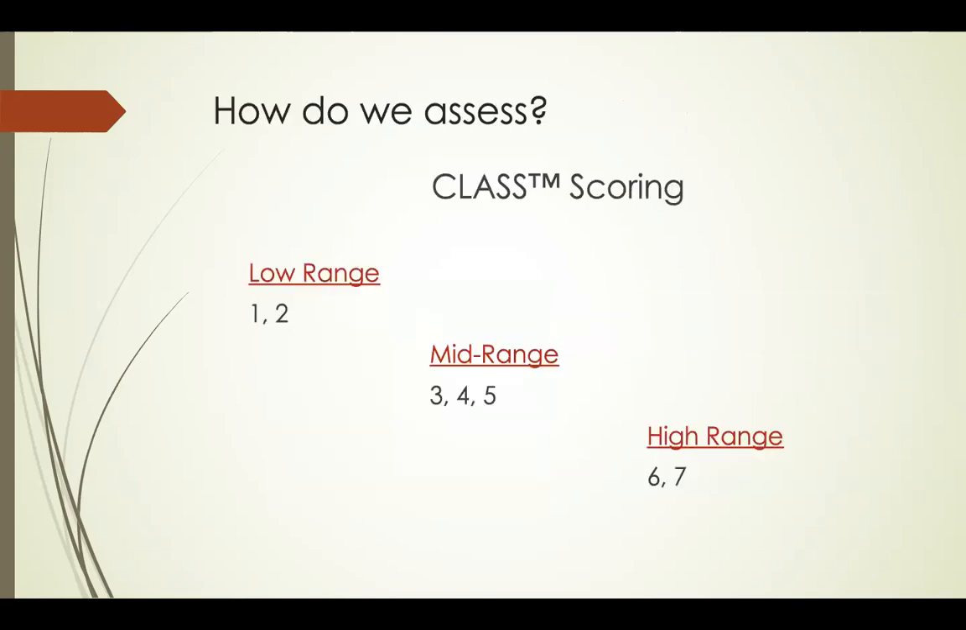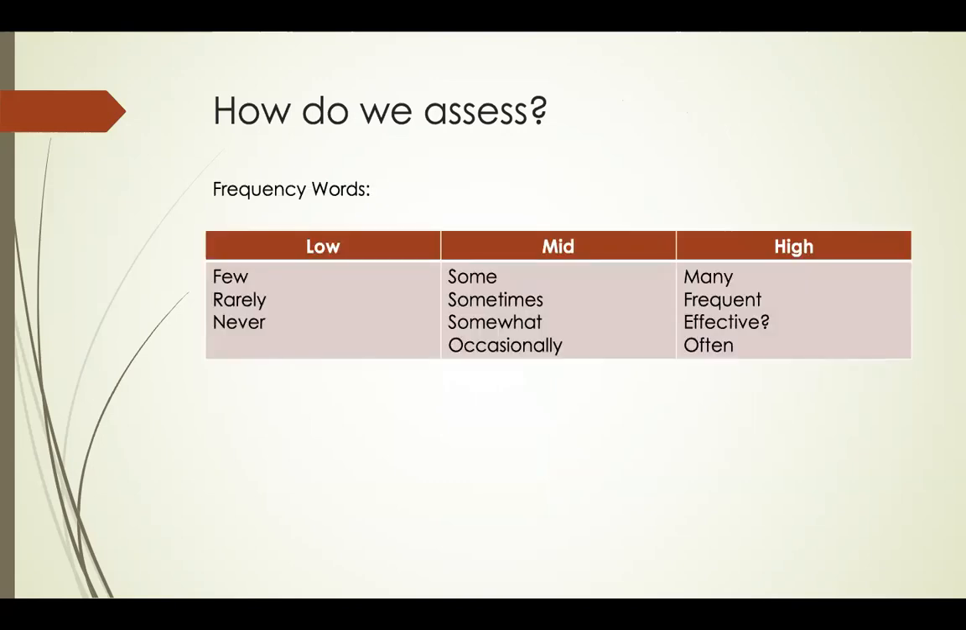So this is the scoring scale. It's a 1 through 7 scale, 1 and 2 being in the low range up to 6 and 7 being in the high range. Don't get bogged down on this, but it's just for you to know how it is being scored.